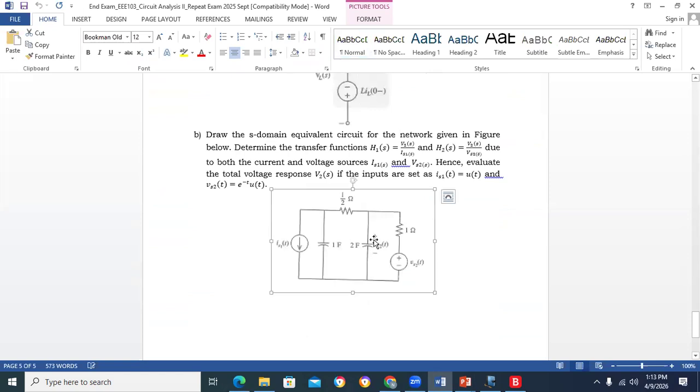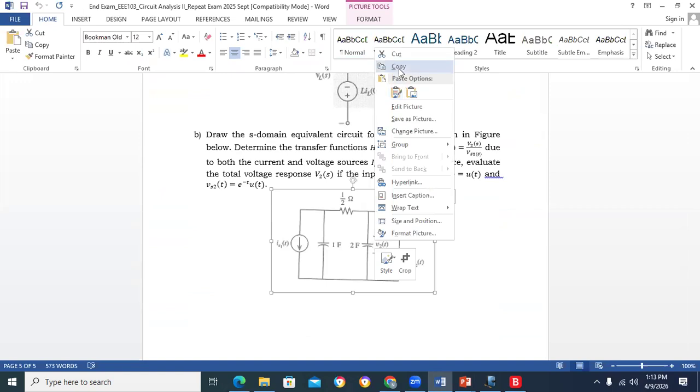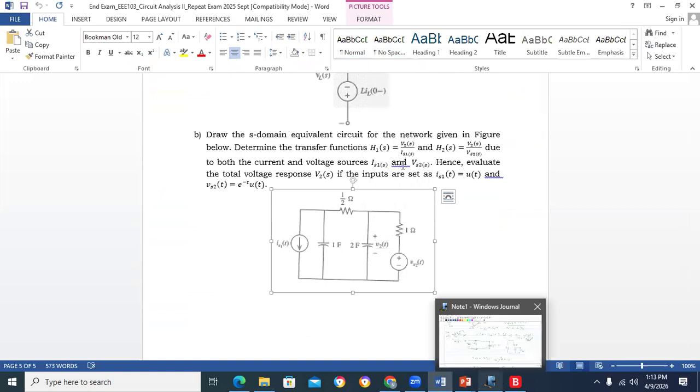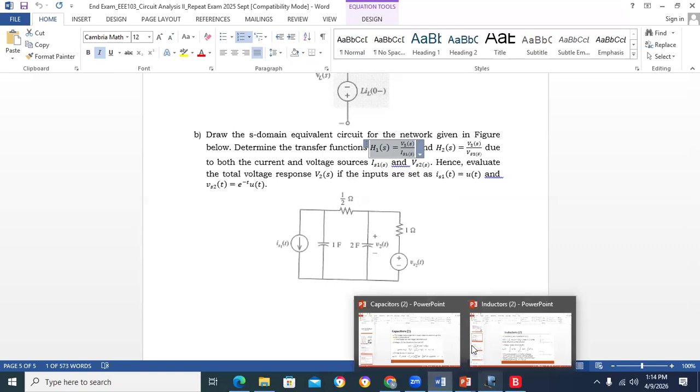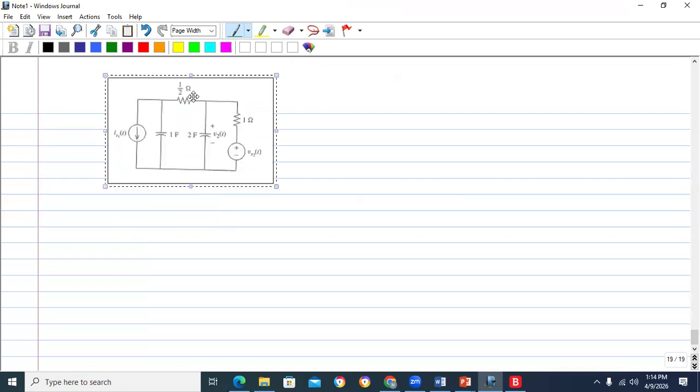Okay, we will do this question also. So just find this one. Okay. So I will modify this, because the current source will not be there. So I will remove this current source. Okay. I will write the equation again.